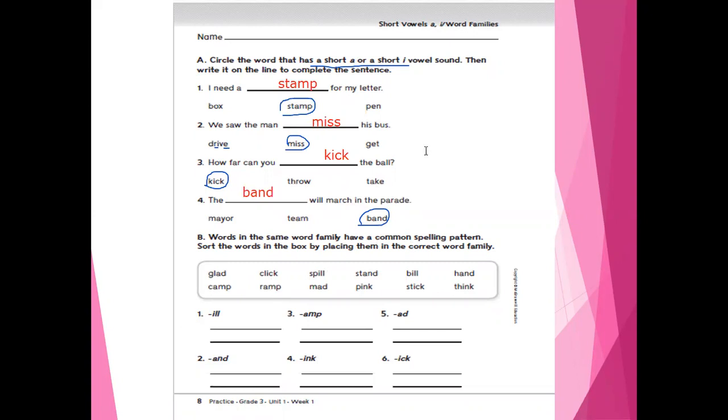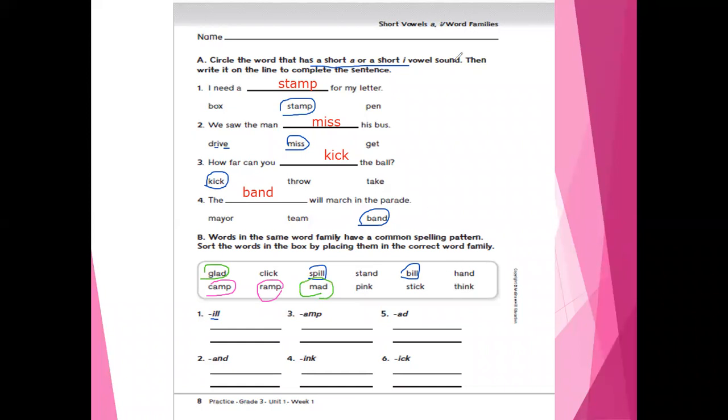Words in the same word family have a common spelling pattern. Sort the words in the books by placing them in the correct word family. So here we have ill. That means we're going to find the words which have the ill sound, like spell and fill. What about amp? Let's choose a different color. Amp, like camp and ramp. What about and? Let's change the color. And, like glad and mad. And stand and hand.